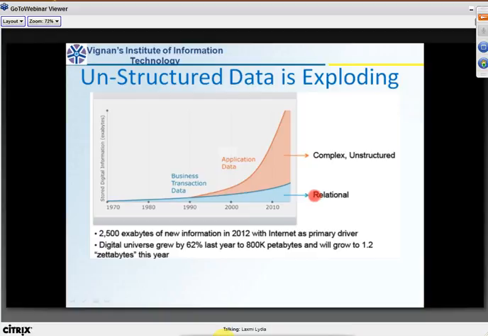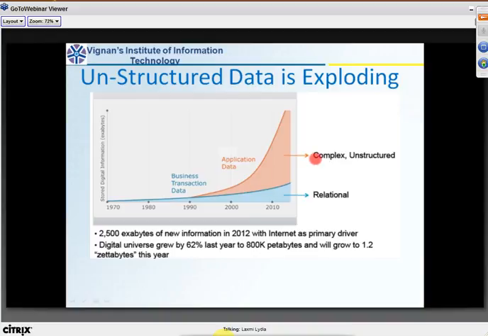Relational data are nothing but simple structured data, and these relational data are growing very slowly. There is no drastic change. But with regard to complex and unstructured data, you can see here from 1990 onwards, there is a drastic change in the generation of complex and unstructured data.